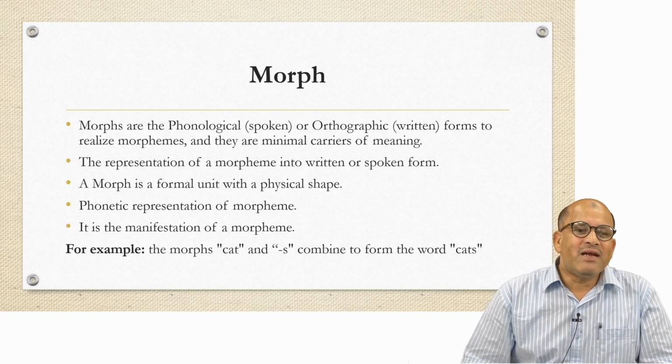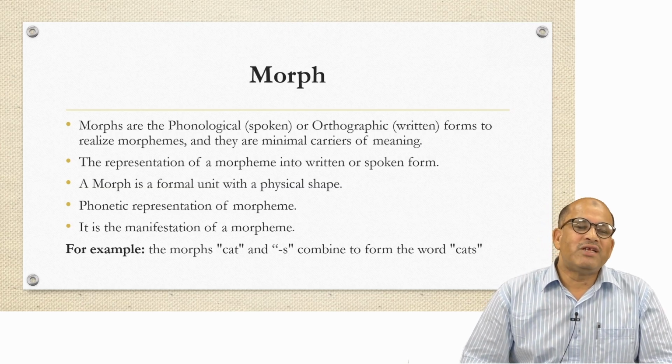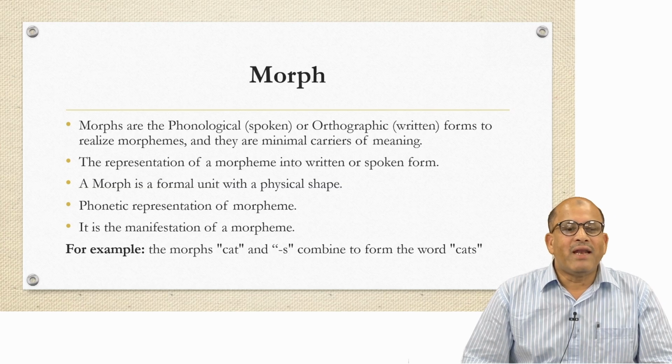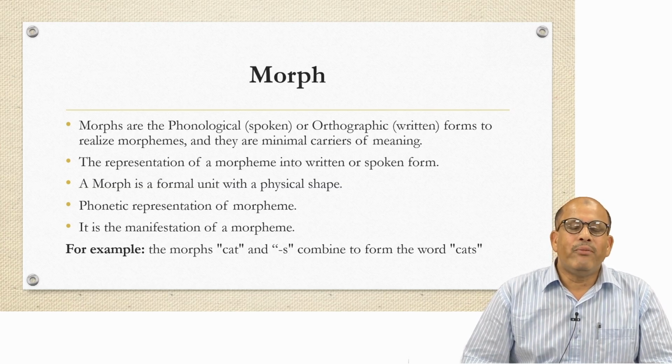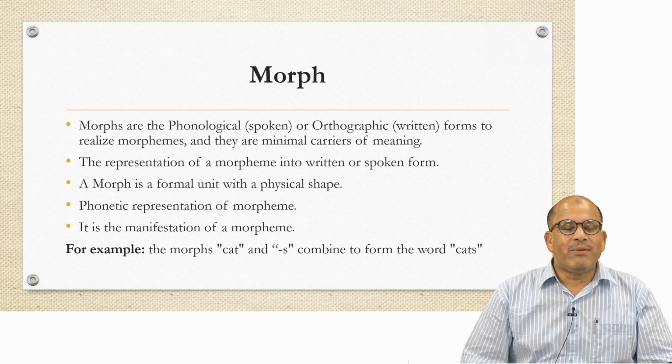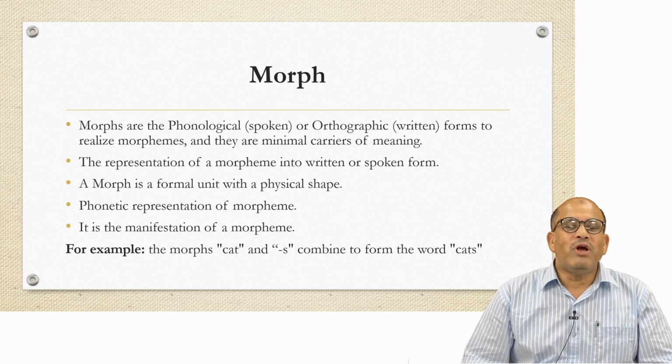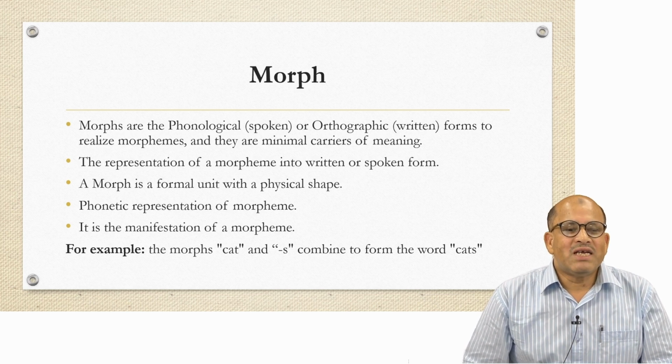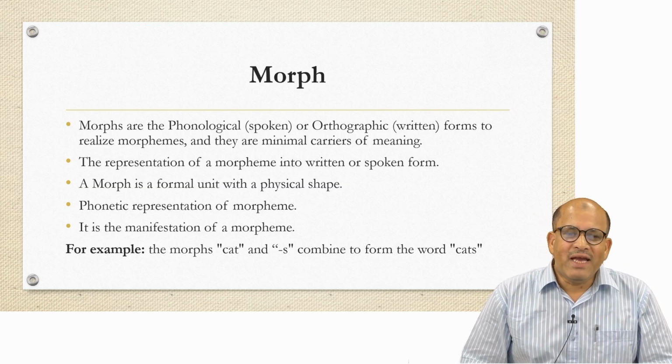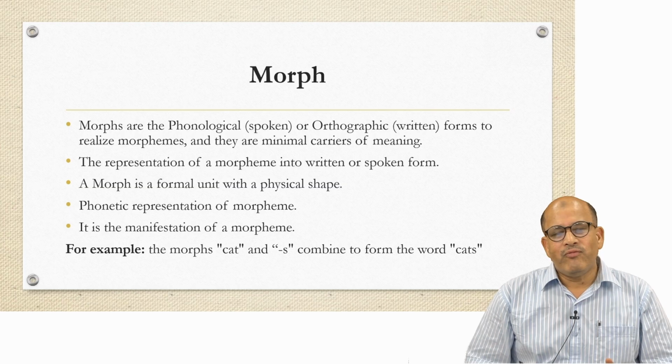A phonetic representation of a morpheme is also called a morph, and it is the manifestation of a morpheme. So a morph is also the manifestation of a morpheme. Here we are mainly talking about the physical shape. For example, if you look at cat and s, they combine to form the word cats. So cat is a morph.